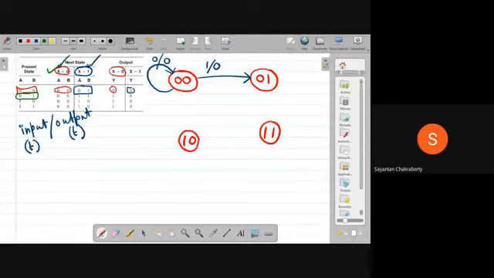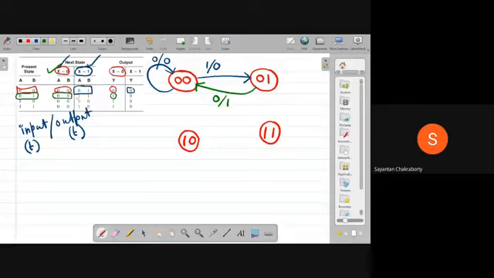If your input is 0, then what will be the corresponding output? Sorry, corresponding next state 0, 0, and the corresponding output is 1. So if the input is 0, it will come back to state 0, 0, and the output will be 1. So what does that mean? If it is at state 0, 1, and if you change the input to 0, then the corresponding output will be 1. And as soon as the next clock trigger arrives, the state will change over from 0, 1 to 0, 0. So there is a transition of state taking place.